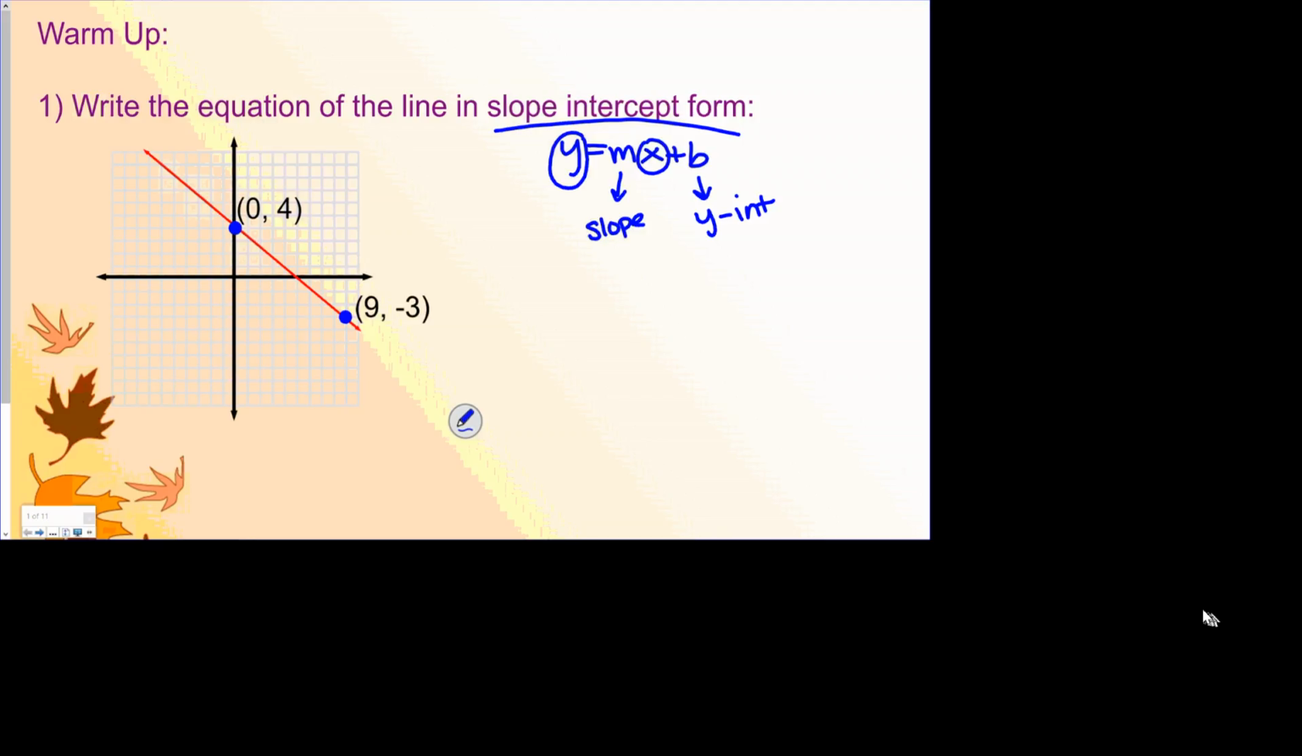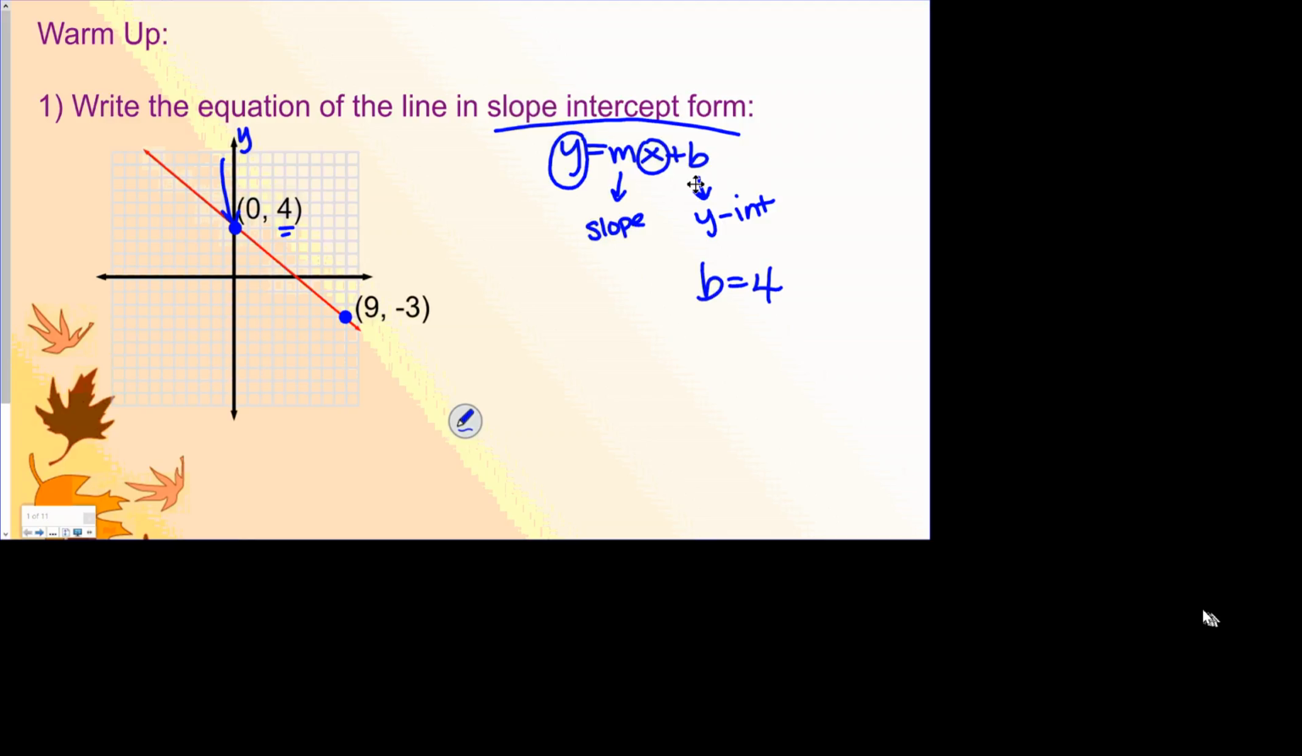So what we need to pull from the graph that we have here is a slope and a y-intercept. We can see that the line is crossing our y-axis at the point (0, 4), meaning the y-intercept is 4. It's crossing at 4. So our b is going to be 4. And next we need to find a slope. We could find the slope two ways.